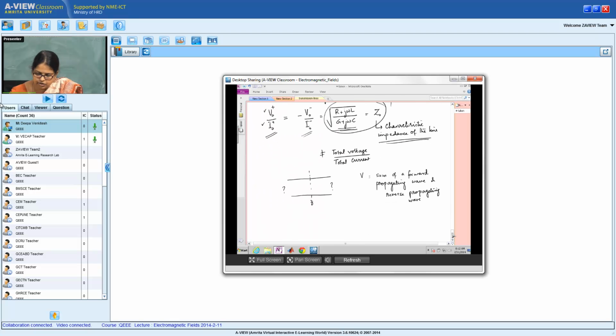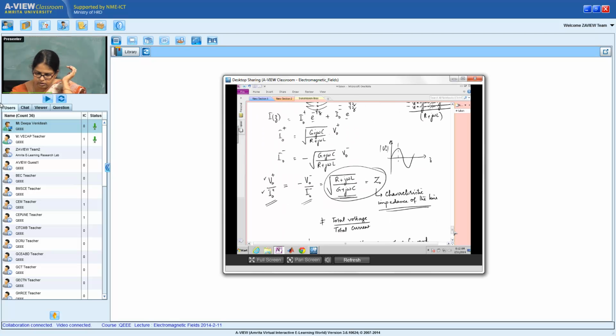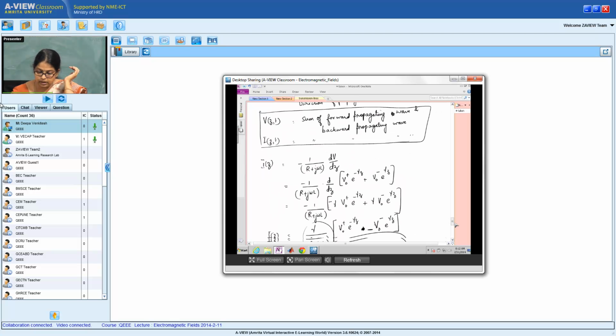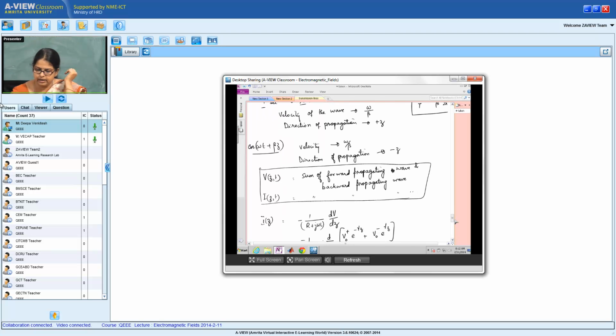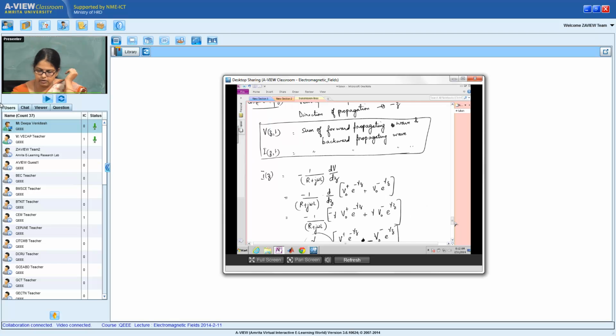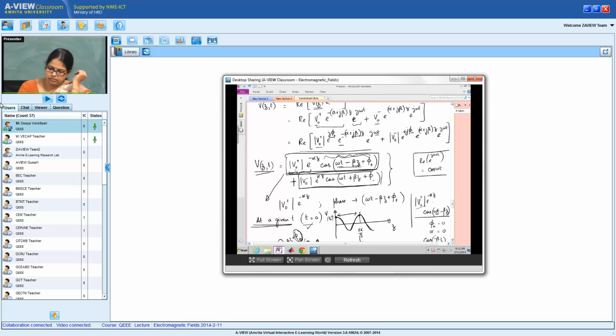So the next job is to figure out what are these waves. We just wrote the sum of the forward propagating wave and the backward propagating wave. The forward propagating wave has this as the amplitude. As a function of z it is decaying because there is an e power minus alpha z, and it is characterized by this cosine function, and this is the backward propagating wave.